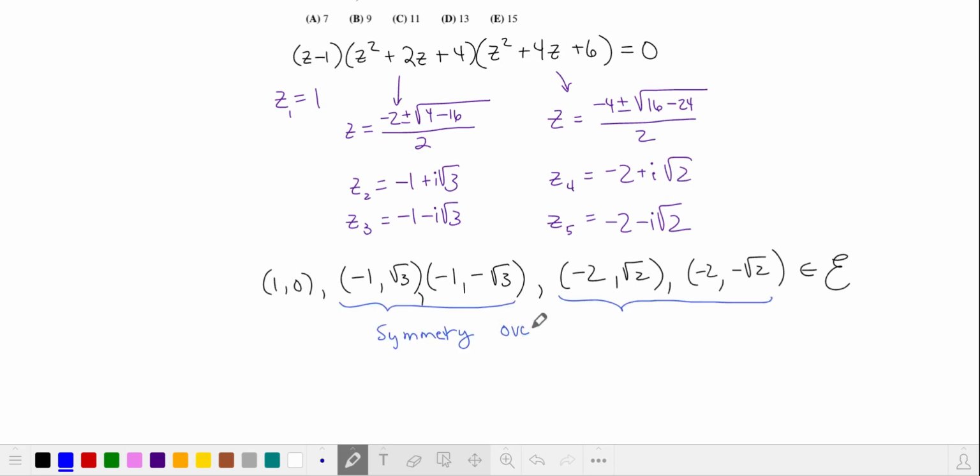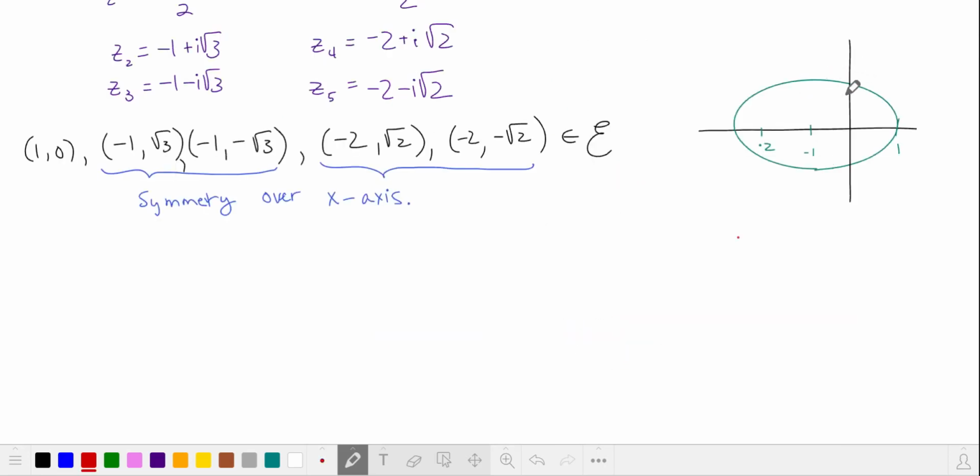Looking at these last 2 pairs of points, we see that there is symmetry over the x-axis. So our ellipse looks something like this, where we have (1, 0) as one of our points, and then at x equals -1, we have plus or minus root 3 up here and down here. And when x is equal to -2, we're at plus or minus root 2.